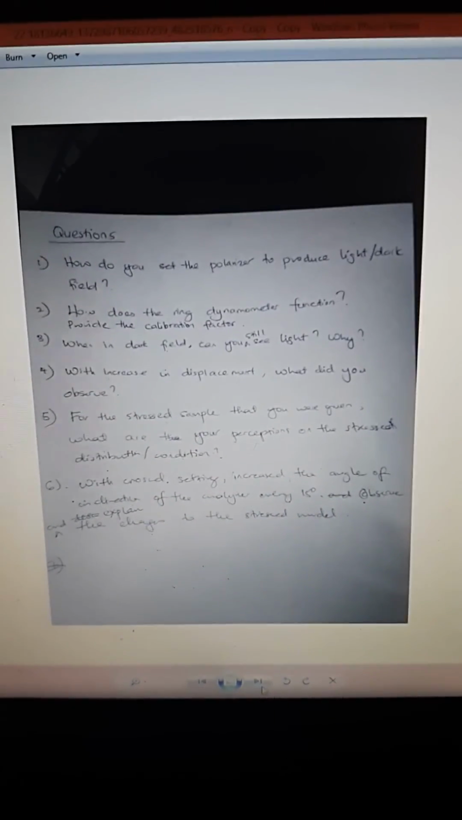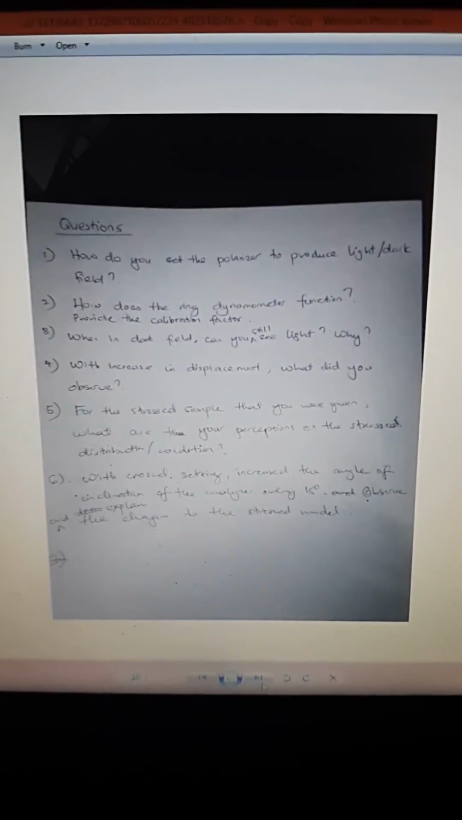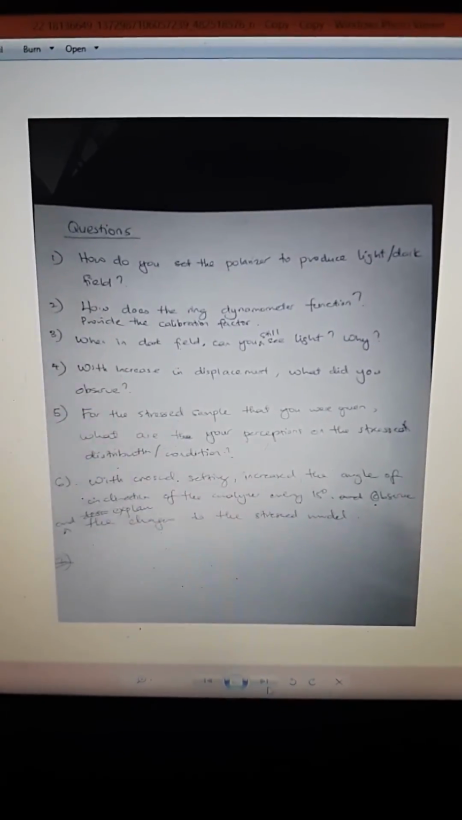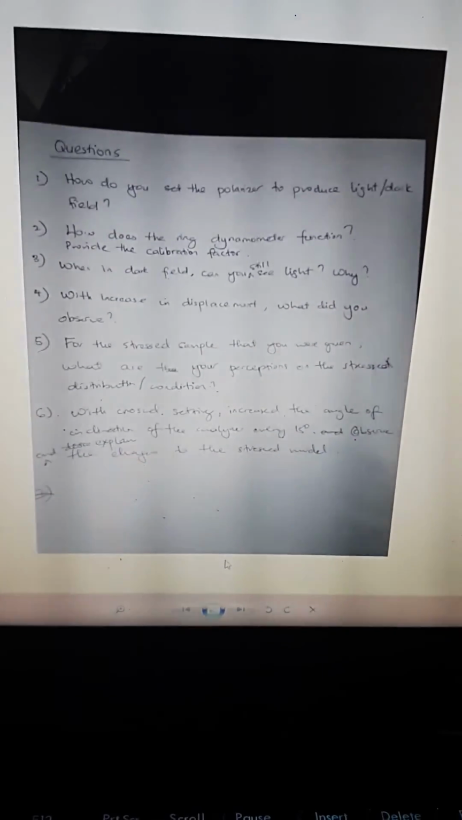And the sixth one: with the cross setting, increase the angle of direction of the analyzer every 15 degrees. Observe the changes in the stress model. The stress distribution can be seen more clearly at the angle of 45 degrees when the displacement is fixed, and the angle increases from 0 until 90 with an increment of 15 degrees. As we can see, when the angle is at 90 degrees, we cannot see an image of the specimen.